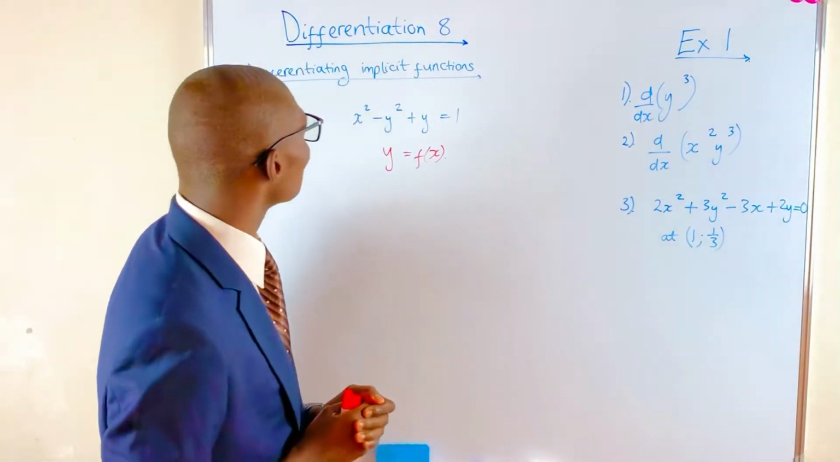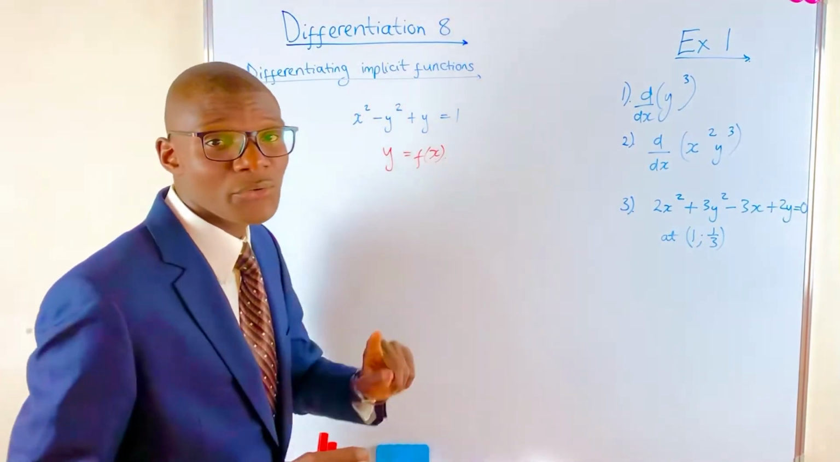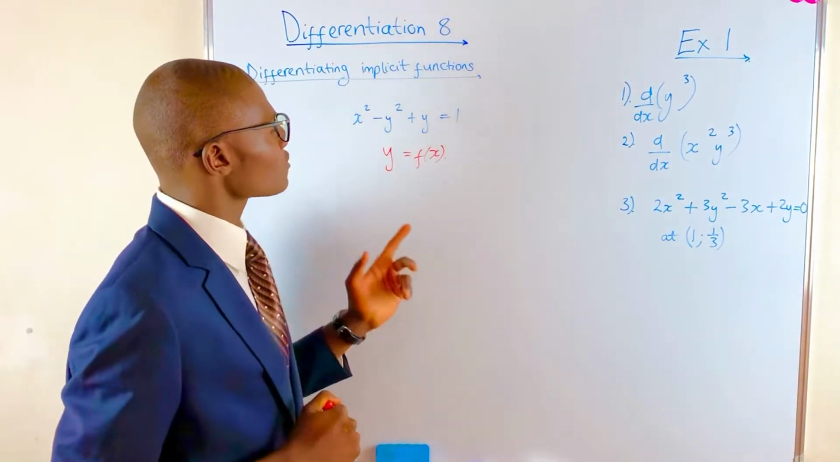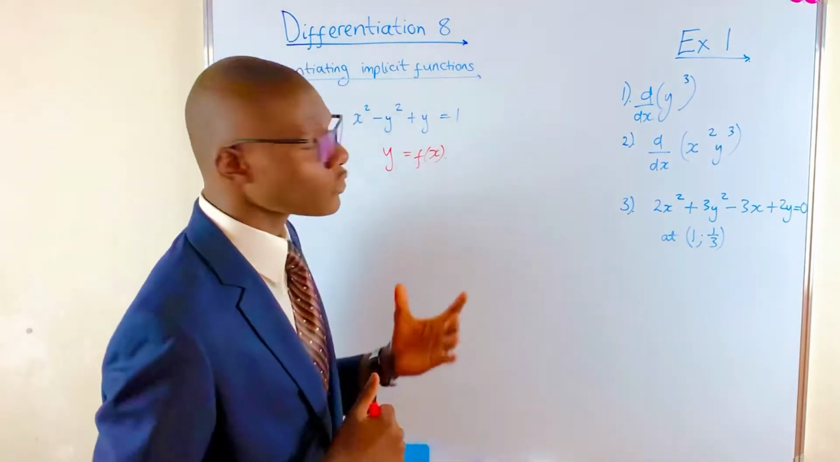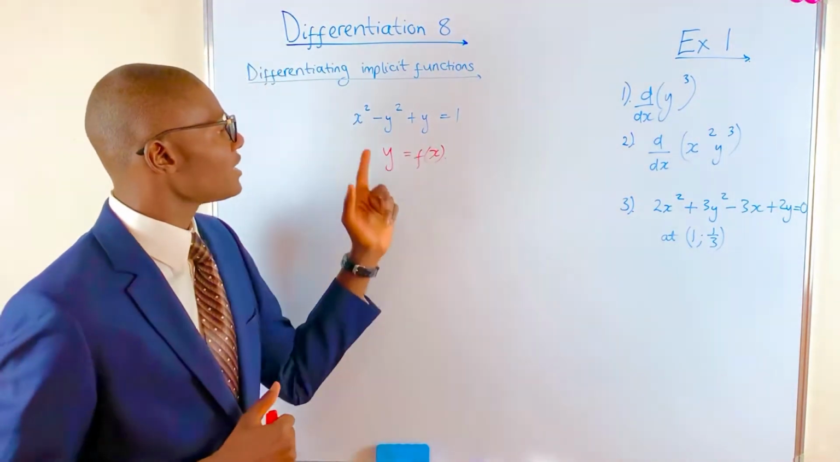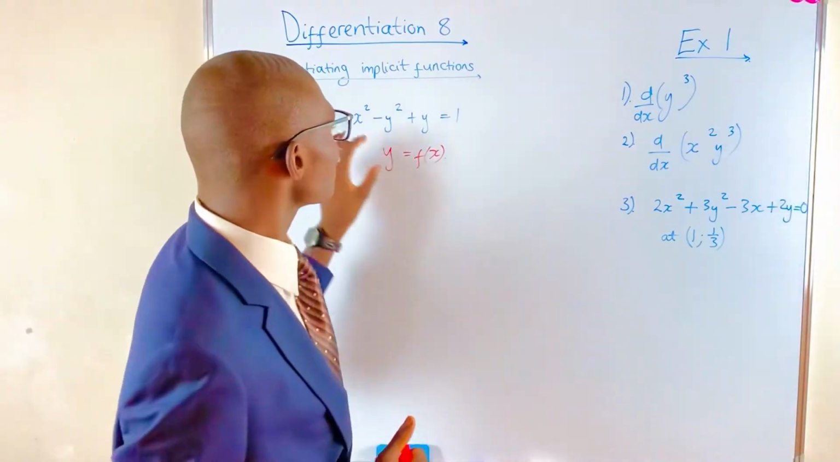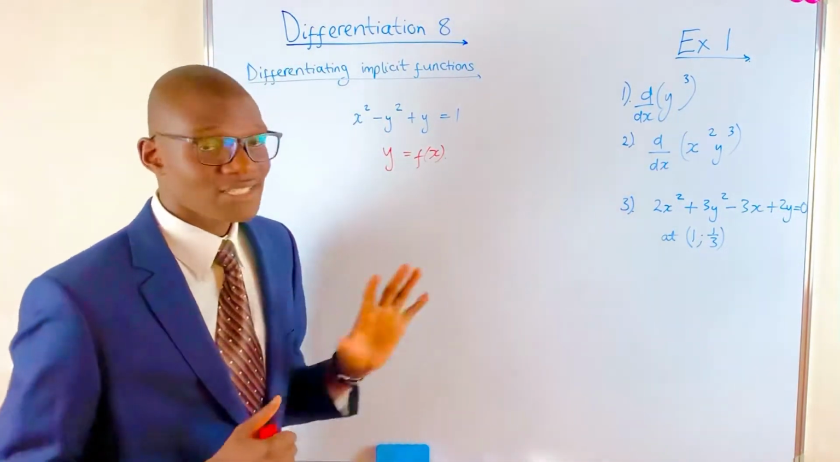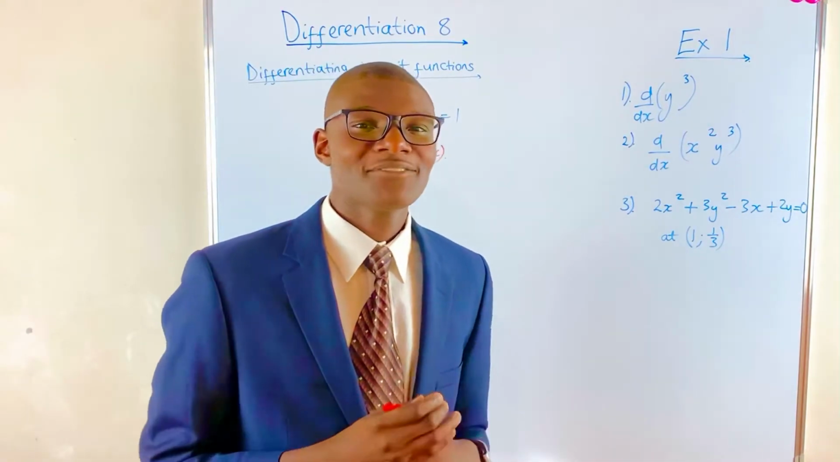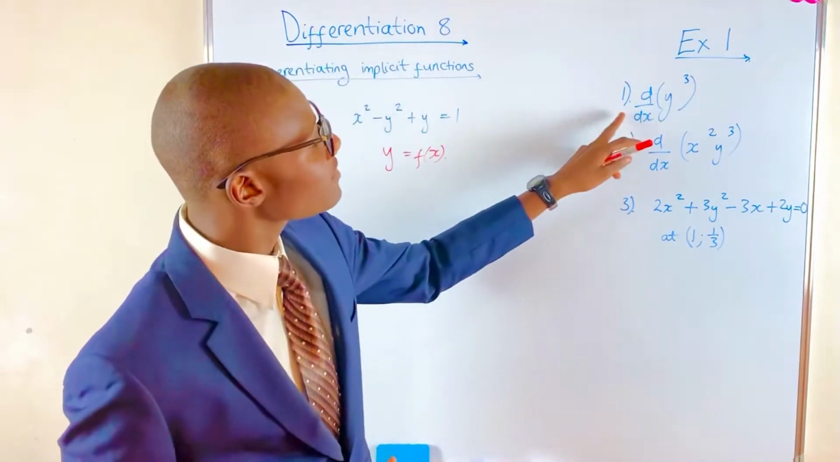For example, if we look at this equation in blue, it says x squared minus y squared plus y is equal to 1. So as we can see here, it is very difficult to express y in terms of x. So this is what we call an implicit function. Now I would like to look at how we differentiate implicit functions. So now let's take this first example.